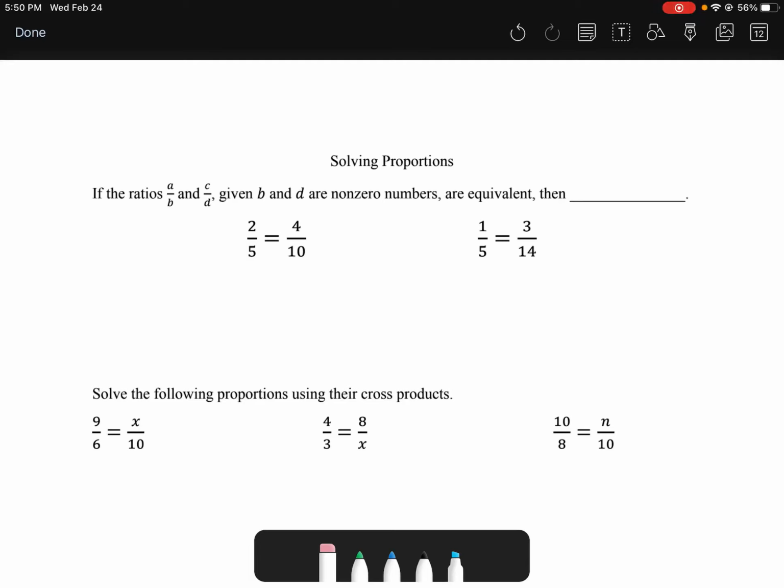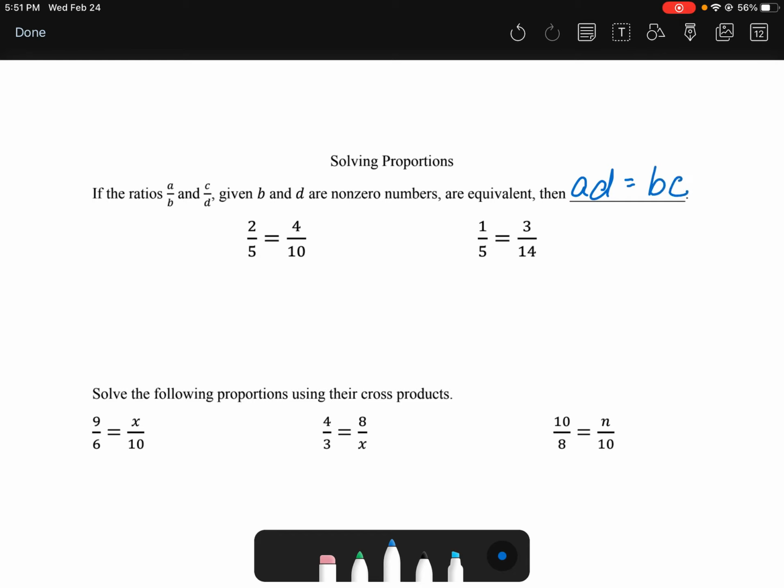Hey guys, today we're going to start talking about solving proportions. This is a new chapter, however we're kind of continuing on from our last proportions chapter and just looking at things in a new, different way. So starting off, if the ratios A over B and C over D, given that B and D are non-zero numbers, are equivalent, then AD is equal to BC.